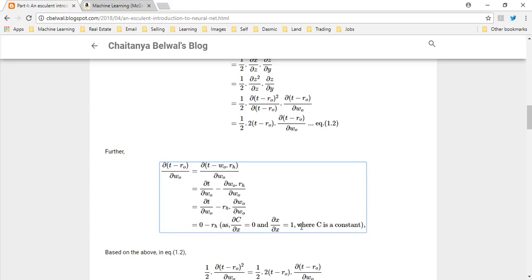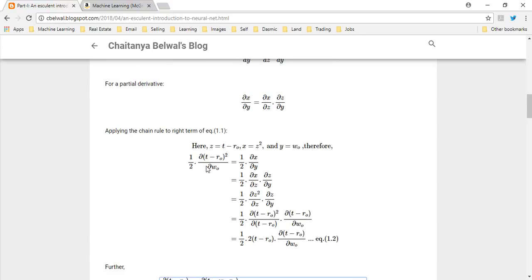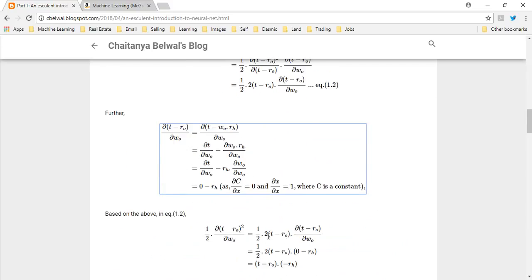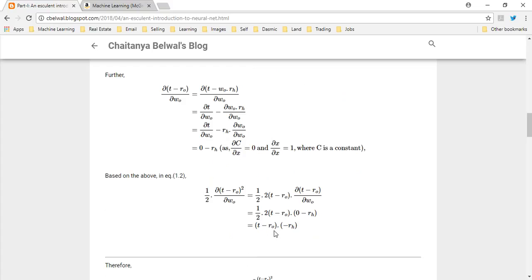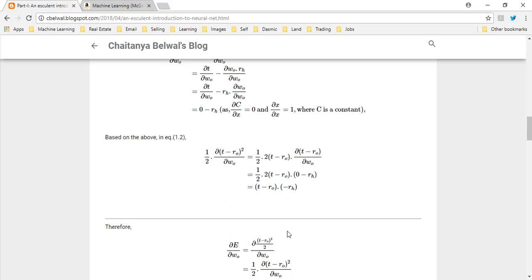And here we have given an explanation why we have done this change. So using this term over here, this is equation 1.2, where we say this term here is equal to the term here. We copy it as is. Now we know the value of the derivative of t minus r0, which we have computed over here. It's simply minus rh. So replacing the actual value of this partial differential, we get 0 minus rh, and the final result is (t minus r0) times minus rh.